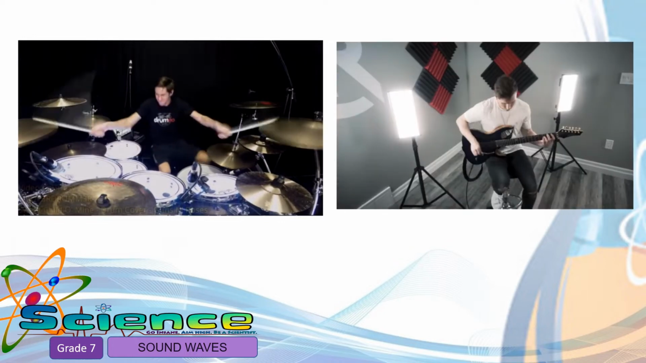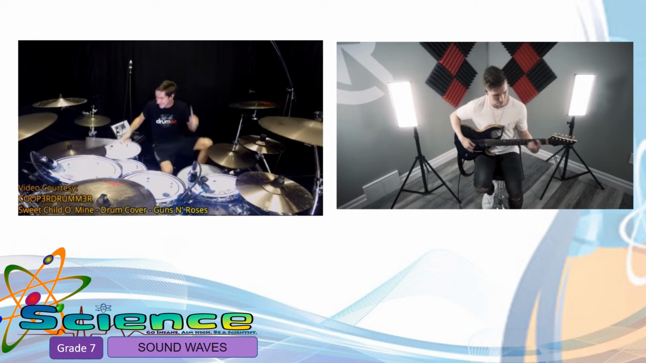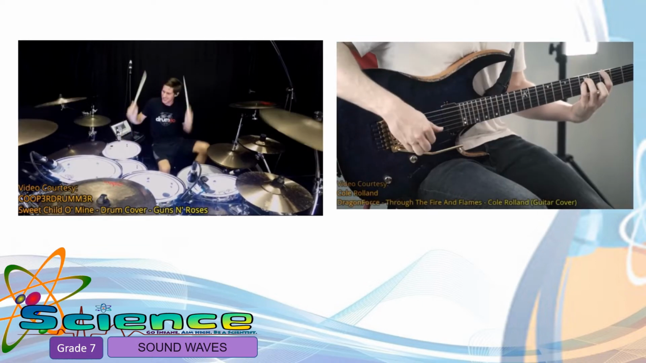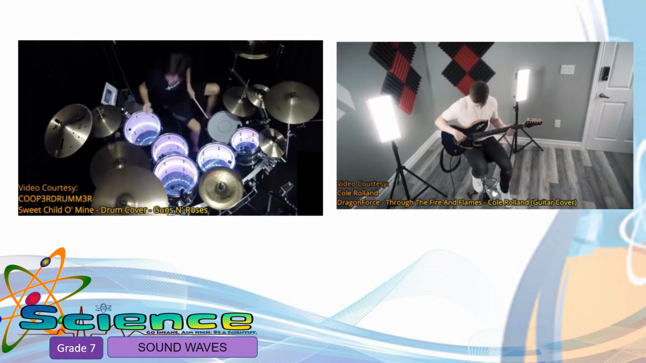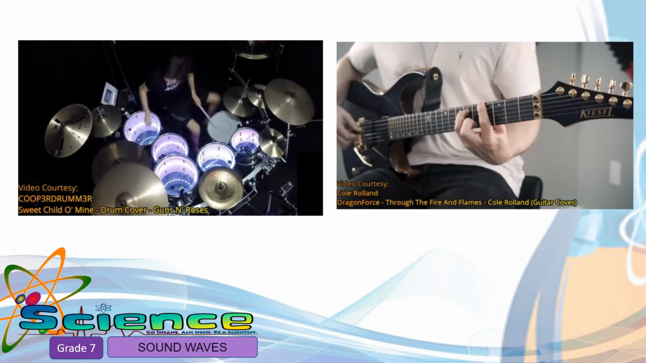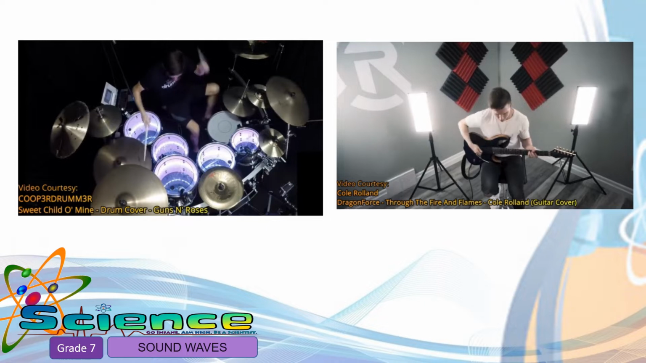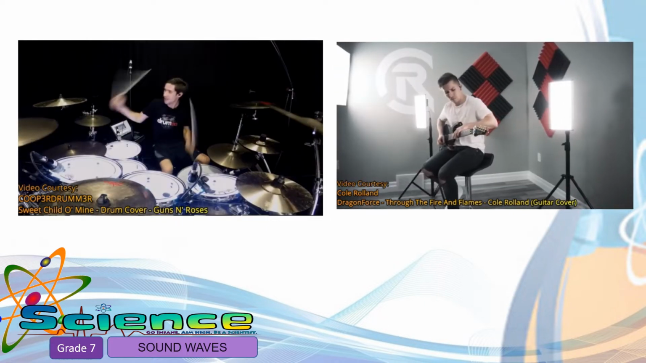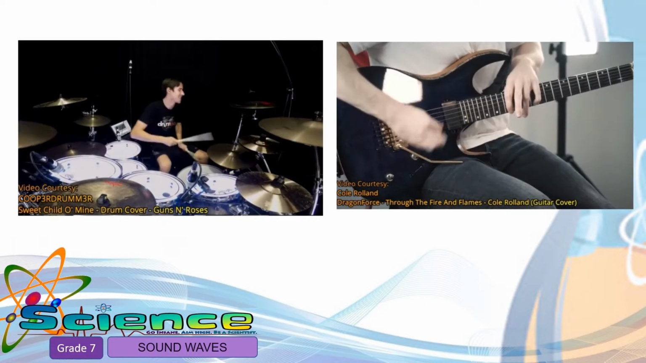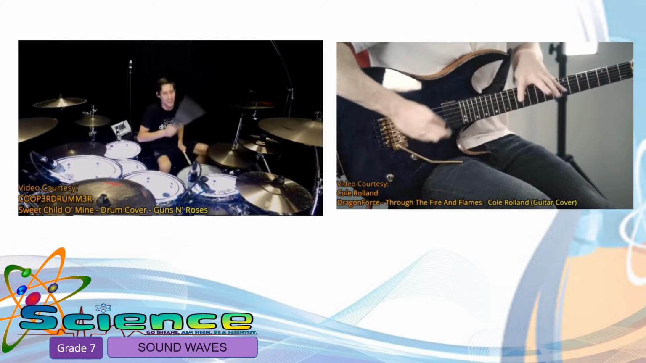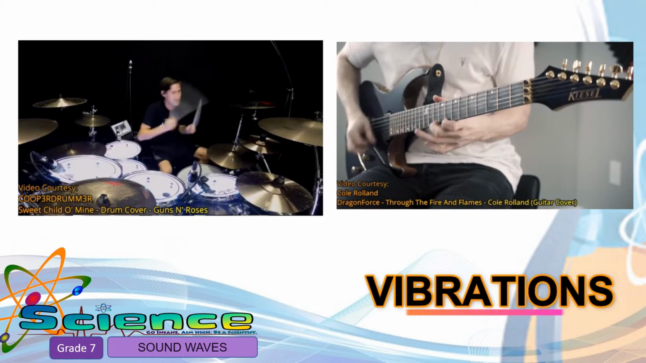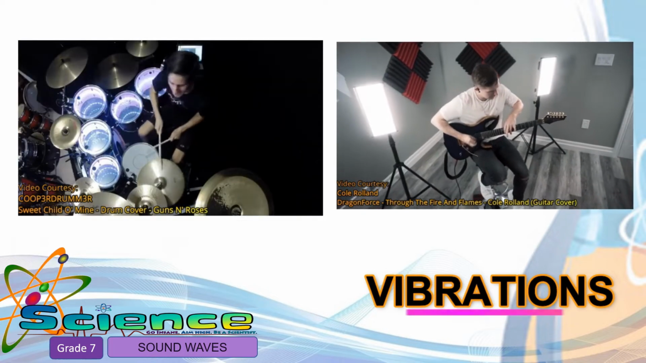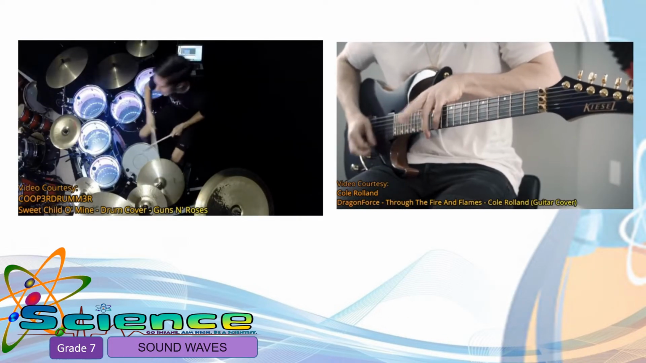Observe the drummer and the guitarist. What are they doing to create a sound? You are correct. The drummer is repeatedly hitting the drums with his drumsticks, and the guitarist is repeatedly strumming his guitar. Because of their actions, they were able to create vibrations, and because of those, waves are also formed. In this case, sound wave is produced.